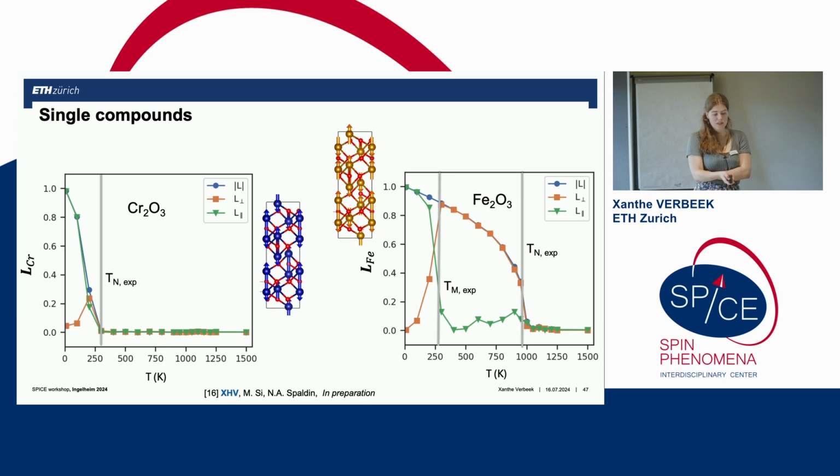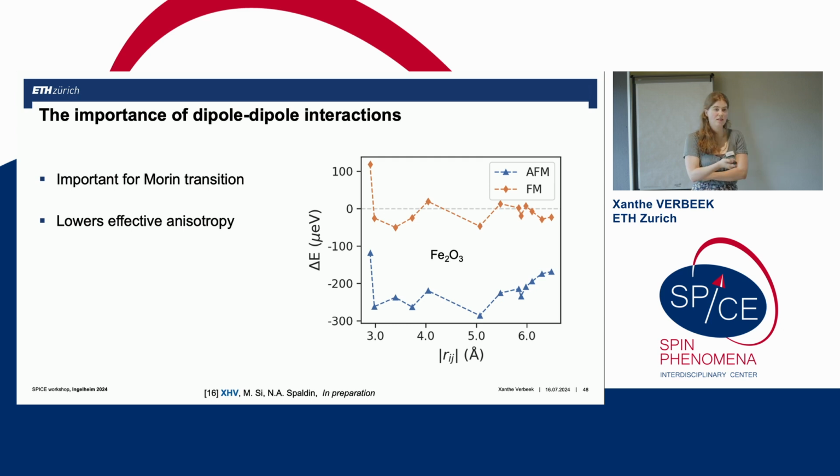And I wanted to note here that actually the dipole-dipole interactions play a very important role in facilitating this Morin transition, because they lower the effective anisotropy. So if we consider the energy difference between being perpendicular to Z and being parallel to Z, for the specific antiferromagnetic arrangement that the iron oxide has, this actually allows for quite a large energy difference. Whereas if we would instead put a ferromagnetic arrangement, this energy difference is much less.